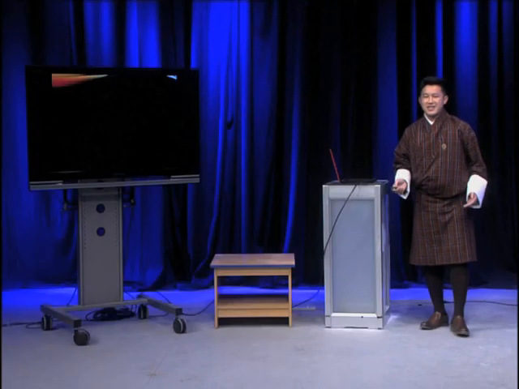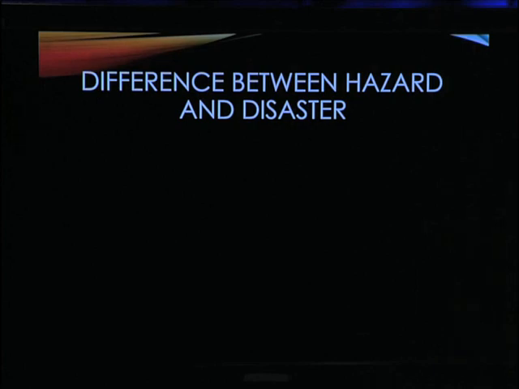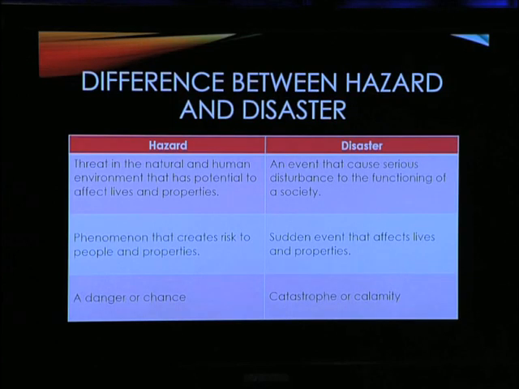Did you all understand what is hazard and disaster? Well, now let us try to differentiate hazard and disaster. What are differences between hazard and disaster? Hazard is a threat in the natural and human environment that has potential to affect lives and properties, while disaster is an event that causes serious disturbance to functioning of a society. Hazard is a phenomenon that creates risks to people and properties, but disaster is a sudden event that affects lives and properties. Hazard is a danger or chance, while disaster is catastrophe or calamity.